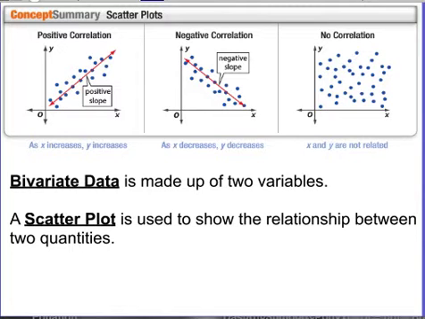And then no correlation, there's no relationship to show that, as x increases, there's no way to predict what y is going to do. Is y going to be high? Is y going to be low? We don't know based on the placement of the x.